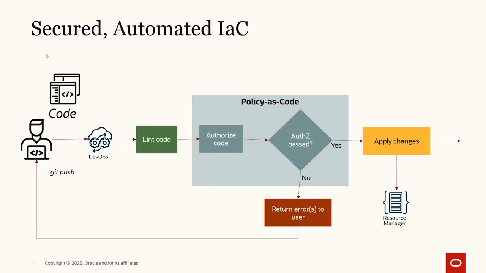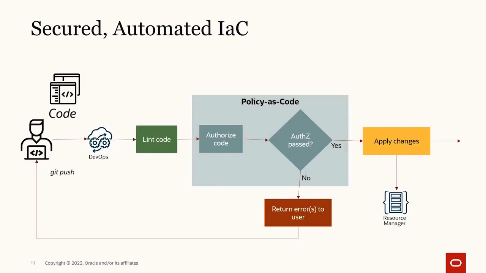So the developer would have code, they would push it, and it would go to an automated pipeline, which would then lint that code and make sure that it's syntactically correct. Then code authorization happens. We'll talk about some of the different tooling, as we've included some different tools to look at for the different IAC tools out there. If authorization passes, things are applied, and it's great.